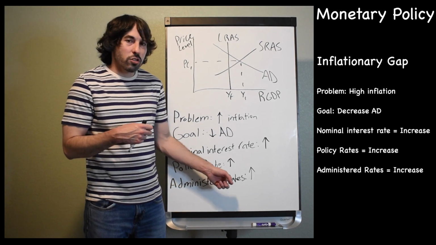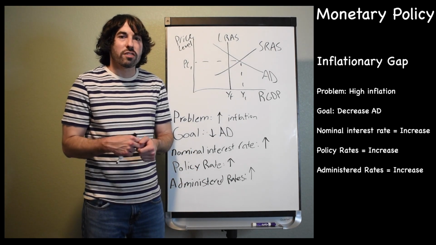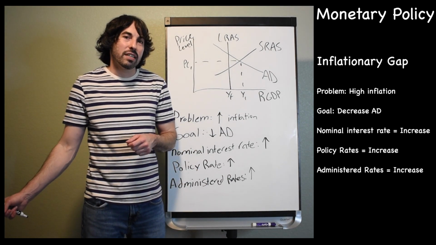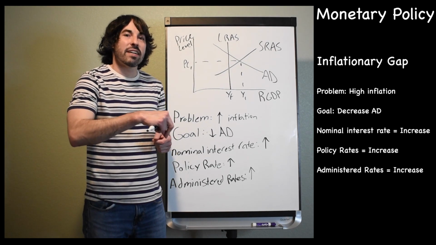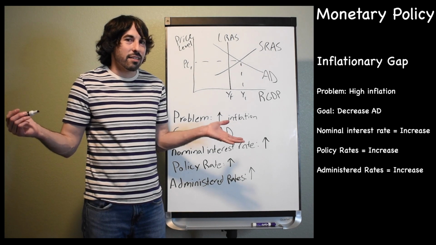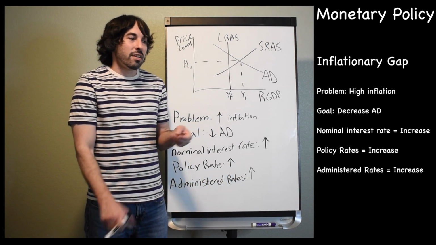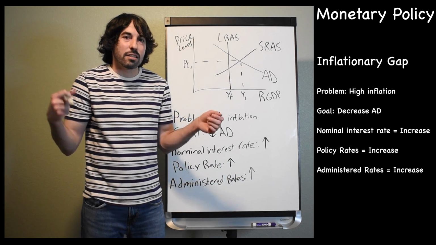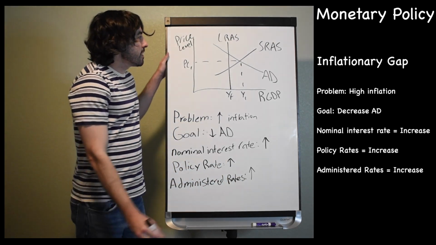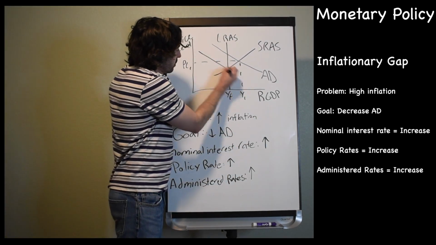At the same time, they'll also increase the interest on reserves. The Fed will offer commercial banks a greater interest rate when they leave their money in an account at the Fed. And if it's in an account at the Fed, then they can't lend it out. So they're incentivizing banks like Bank of America to keep their money at the Fed instead of lending it to people like you and me. Now that that's happened, aggregate demand is going to decrease and shift to the left.